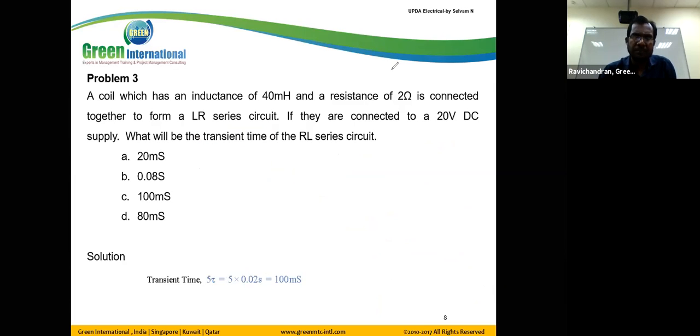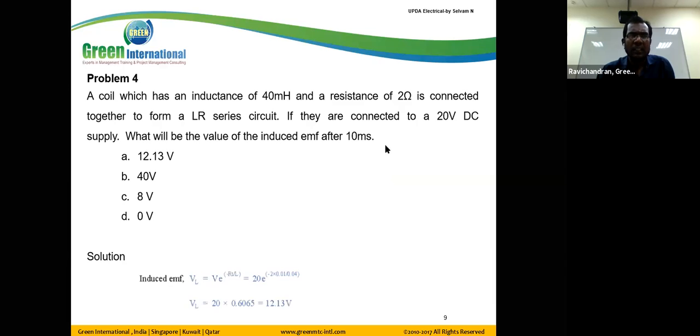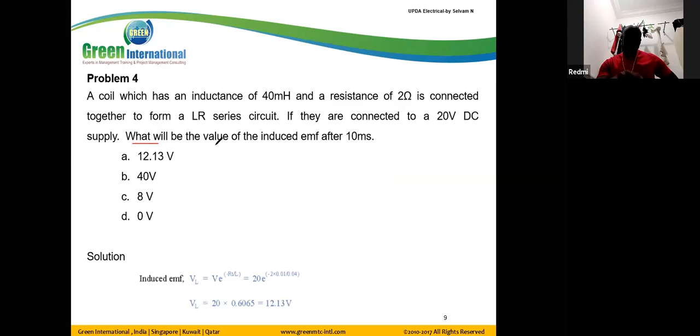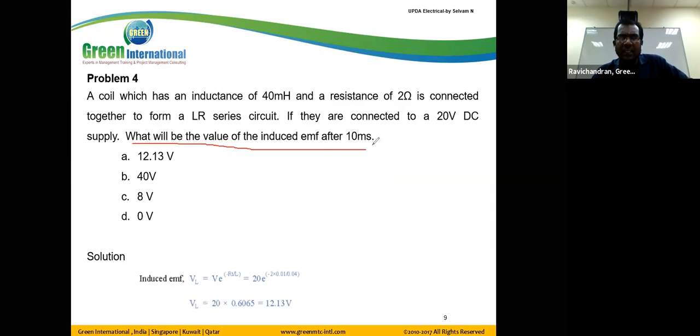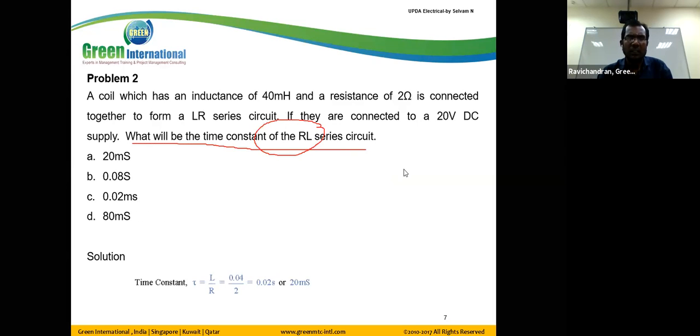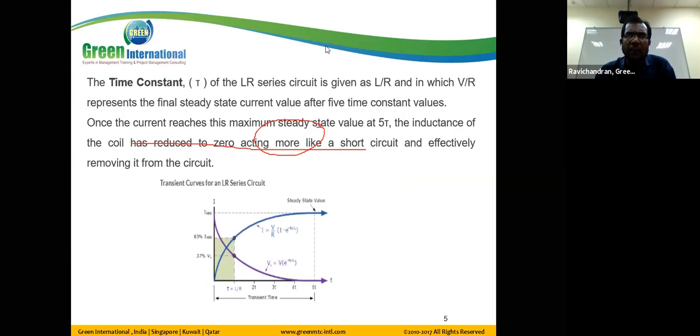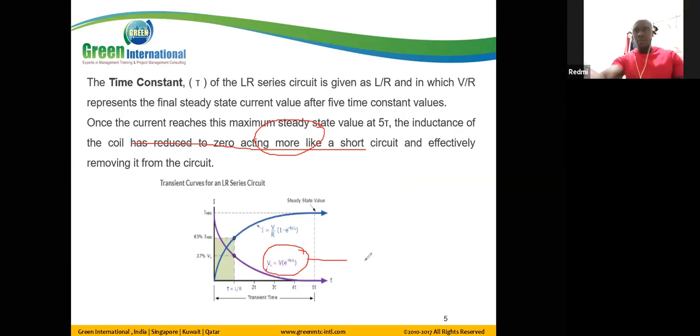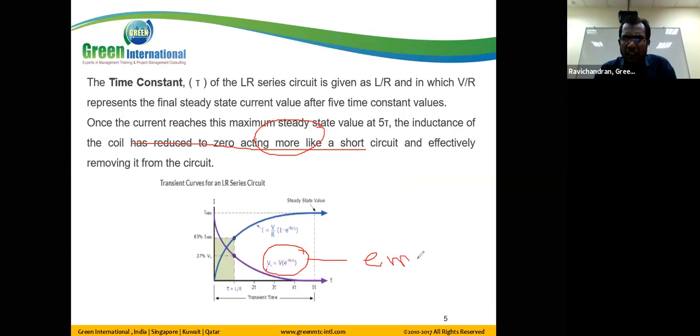Now they ask what will be the value of the induced EMF after 10 milliseconds. Once again, this is the question. They ask the induced EMF. So this is the formula for the induced EMF.